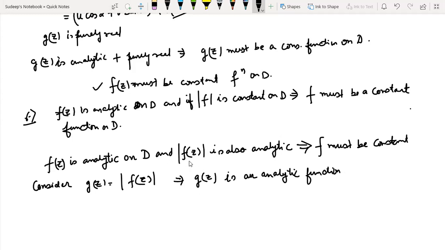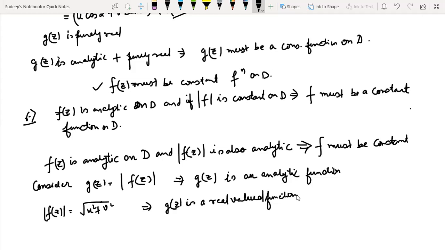Also remember, if it is mod, what is mod f(z)? It would be simply root over u square plus v square. It implies that g(z) is a real valued function, and therefore g(z) is a real valued function and also an analytic function. It implies that g(z) must be a constant function.